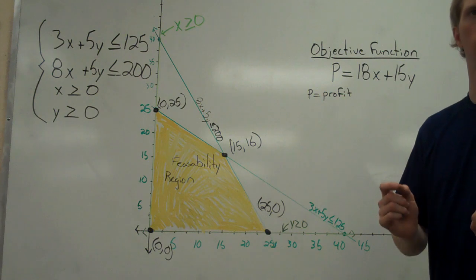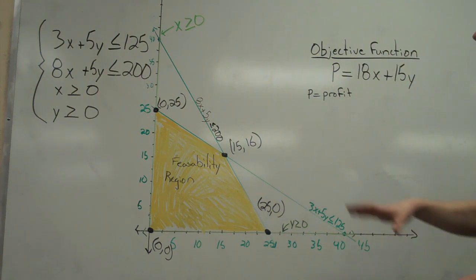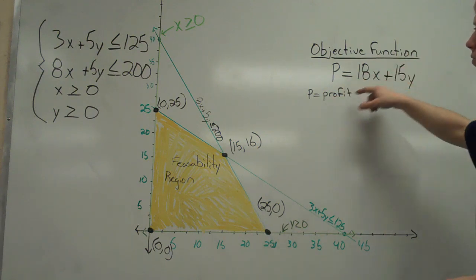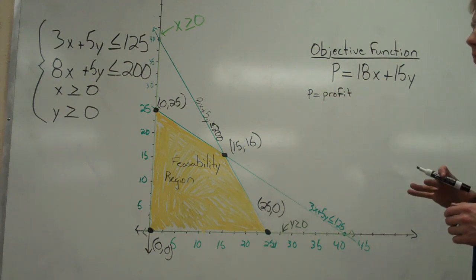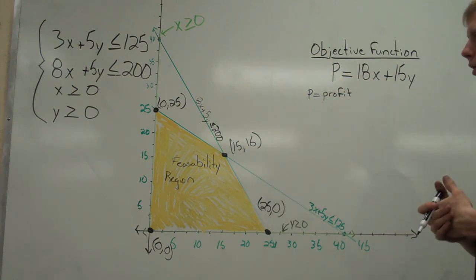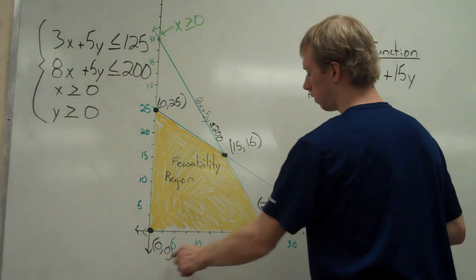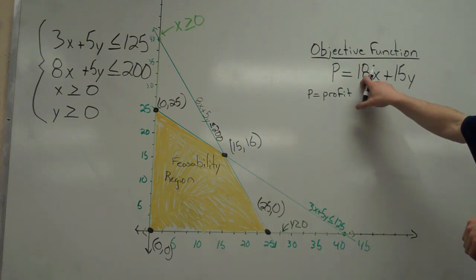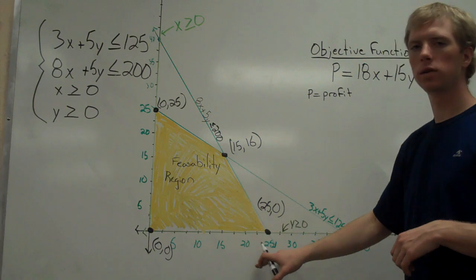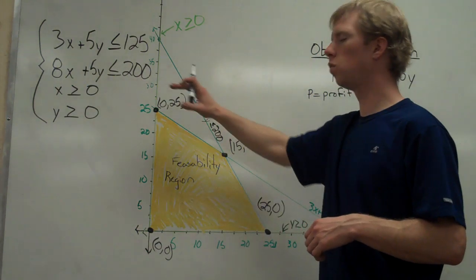We state it every day at the beginning of class. What are we trying to do in this class? Well, in this example, I'm trying to maximize my P, which is my profit. In order to find the maximum profit, I need to plug in each one of these 4 vertices to see where I'm going to make the most money. So I make $18 for every x that I sell. And I make $15 for every y that I sell.